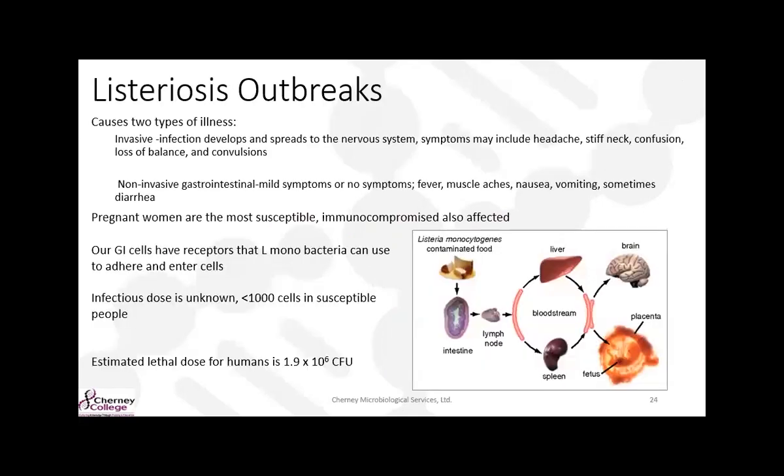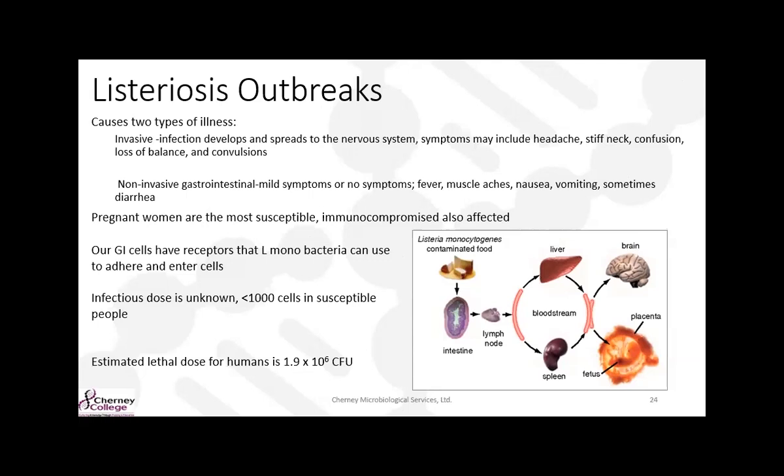Talking about Listeriosis outbreaks, there are two different types of illnesses, invasive and non-invasive. The infection in invasive develops and spreads to your nervous system. Symptoms may include headache, stiff neck, confusion, loss of balance, and convulsions. A little bit less serious would be the non-invasive gastrointestinal, kind of mild symptoms with a fever, muscle ache, nausea, vomiting, what you typically think of when you think of food poisoning.